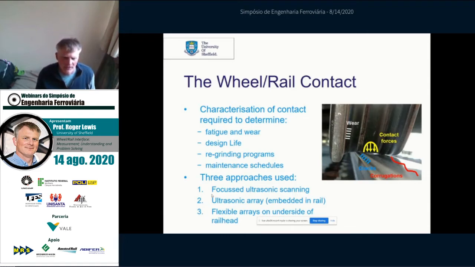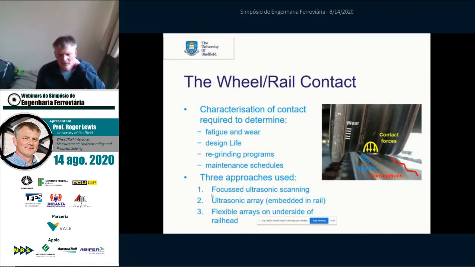There aren't really any direct ways to measure the conditions. There are many ways to model them, and certainly having a better measurement approach will enable us to validate models better as well. So we've used three approaches involving ultrasound. A lot of the work we've published has been around our ultrasonic scanning.